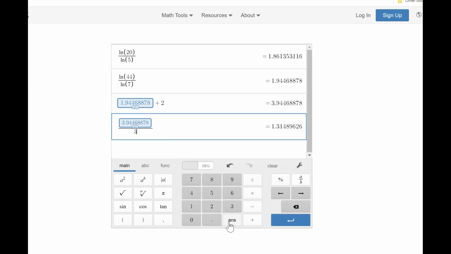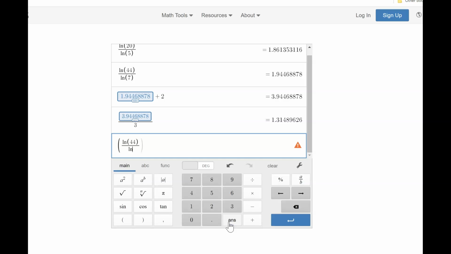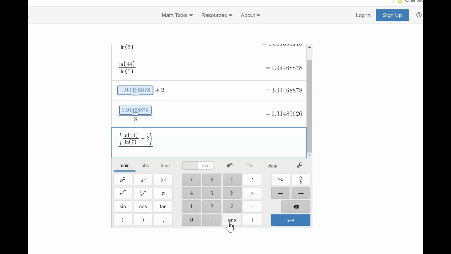So we get 1.3149. So I could do, let me jump down, ln of 44 divided by ln of 7, and out here side, I want to say plus 2 on that. And then I'm going to divide that whole thing by 3. And you can see, again, similar values, but it can get a little complicated when you type it all in.